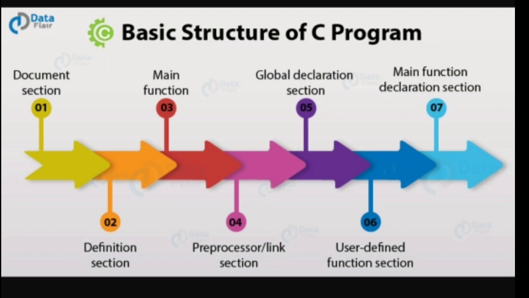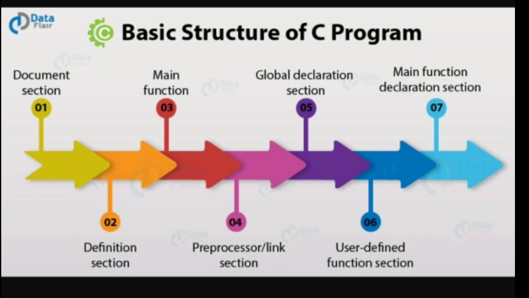Then the global declaration. The global section contains function declarations. For example, we have declared an area function: float area(float r). It takes a floating point number, that is a number with a decimal part, as an argument and returns a floating point number.